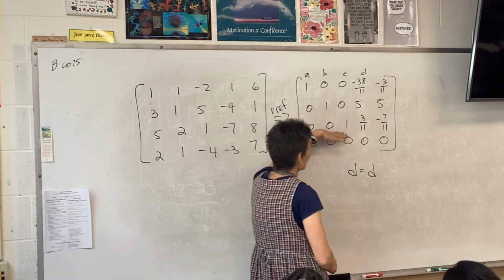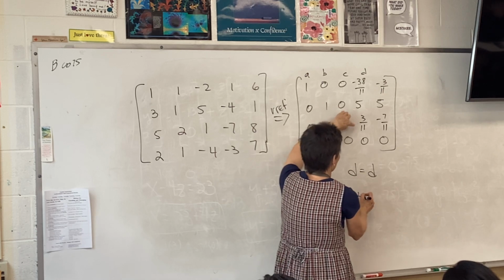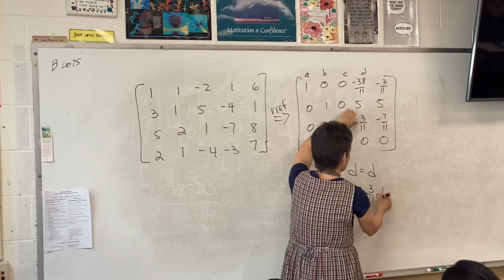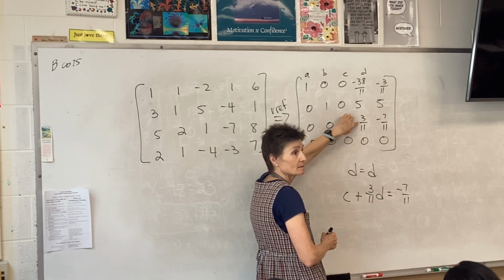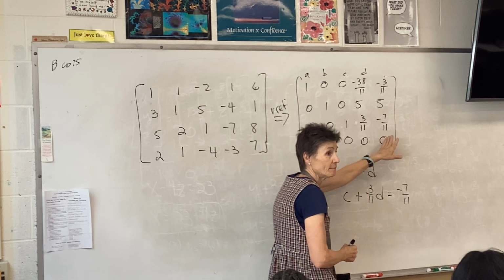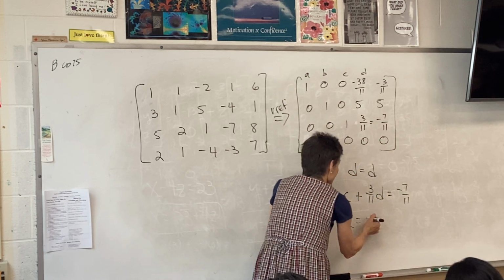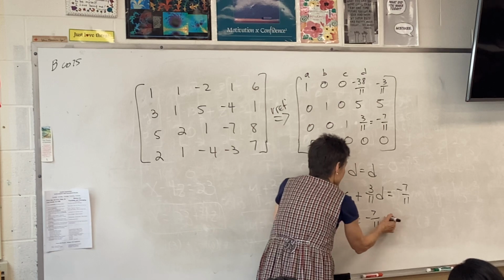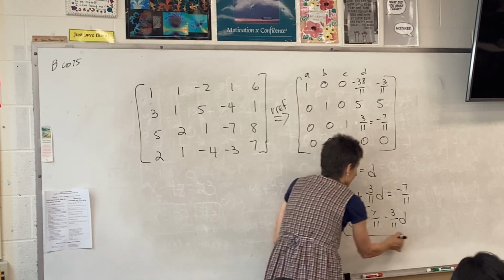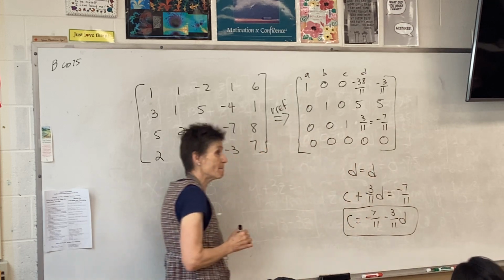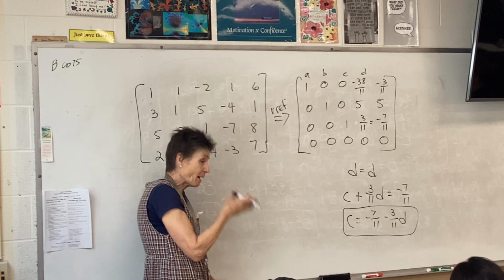But what does the second row from the bottom say? C plus 3/11 D equals negative 7/11. Kids, that's what this says, right? Remember, this is the equals. So C equals negative 7/11 minus 3/11 D. Now to Jake's point, make sure you're subtracting that over. You gotta get C by itself.